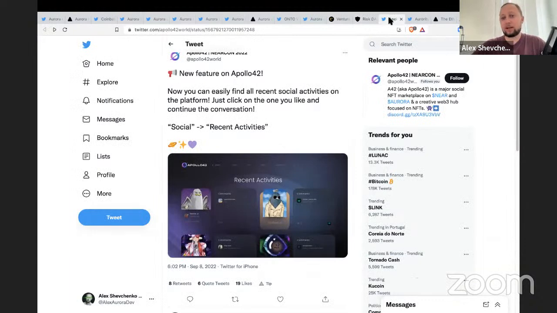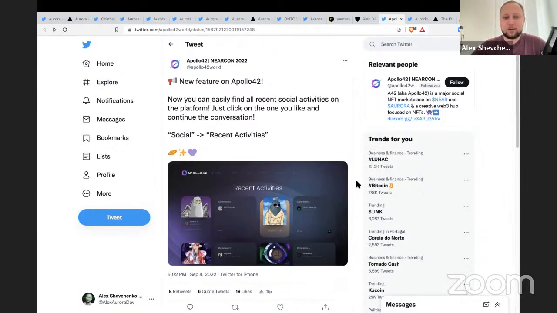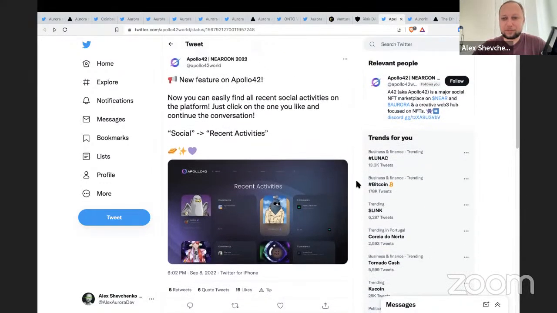Apollo 42, one of the NFT marketplaces, reminding everyone that we have multiple NFT marketplaces, and Apollo 42 is one of them. So they are moving on, and they are adding some social activities there. It's not a very big feature release, but it makes NFTs closer to society and to just people. So they do have this feature of recent activities, where people are able to see what is trending, what is picking up, and so on. So Apollo, great that you're working on your projects, that you are moving them forward. Super cool.